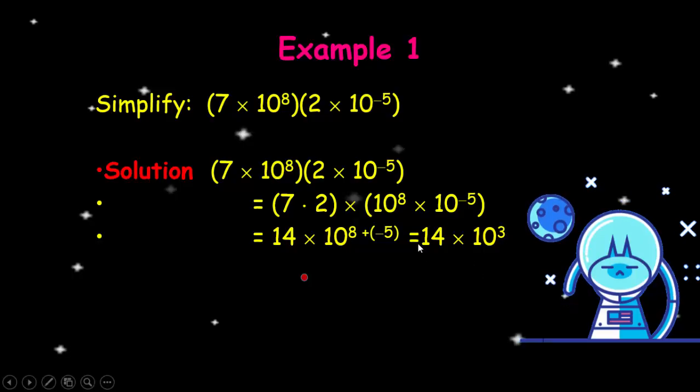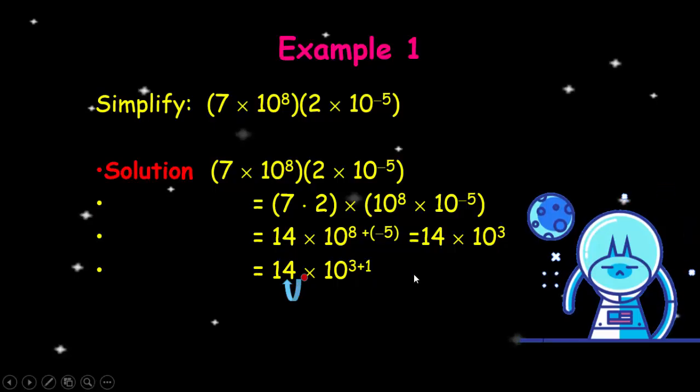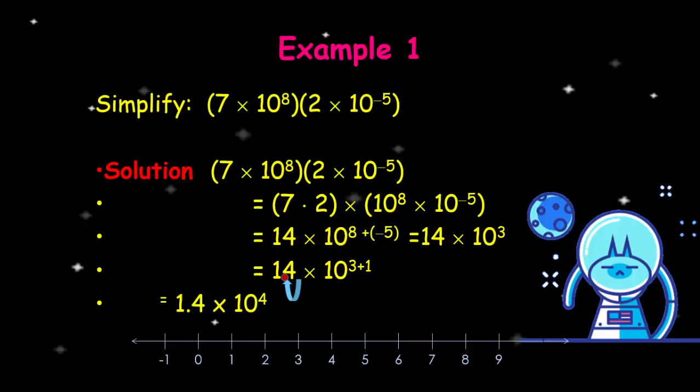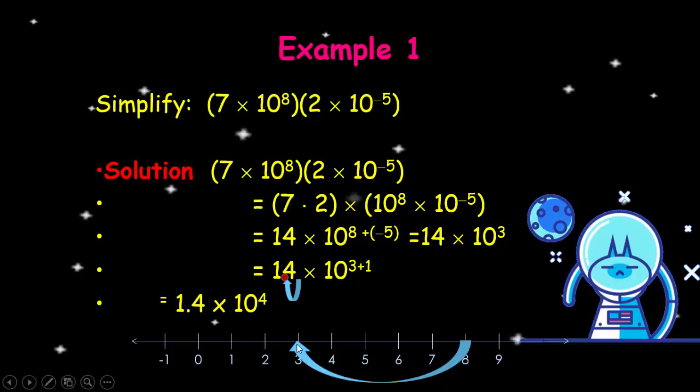But the issue comes up that this is not in proper scientific notation. So we have to move the decimal point over one place. By moving the decimal point one place to the left, we add to the exponent a +1. If we want to look at this in terms of a number line, we start with 8, and then we subtract 5 to get 3. This is what happens with the exponent. And then because we have to move the decimal point, we end up with 4 in the exponent.